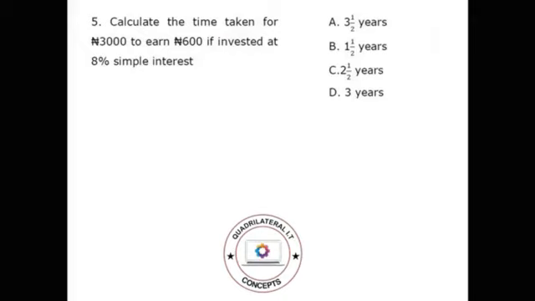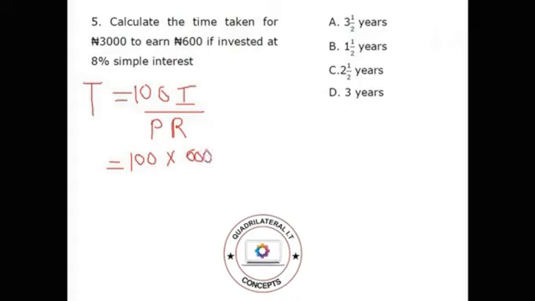The next question says, calculate the time taken for 3,000 naira to earn 600 naira if invested at 8% simple interest. So this is simple interest, but we are asked to calculate the time. So how do we calculate the time? If you recall, time will be 100I, that is multiply your interest by 100, then you divide it by the multiplication of the principal and the rate. So we have 100 multiply, what is our I in this one? We have the I to be 600, which is the interest, then divided by the principal, that is 3,000, then multiply by 8.